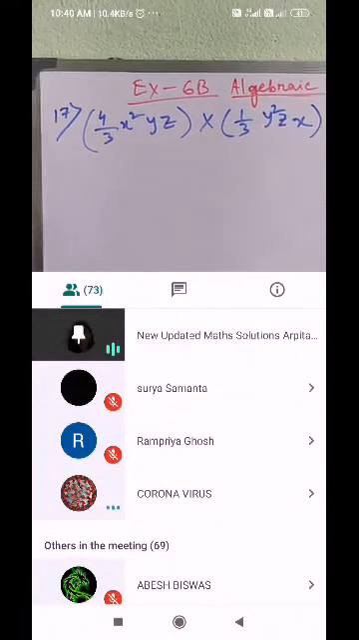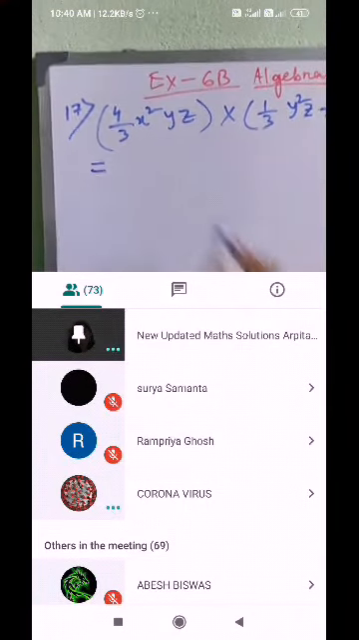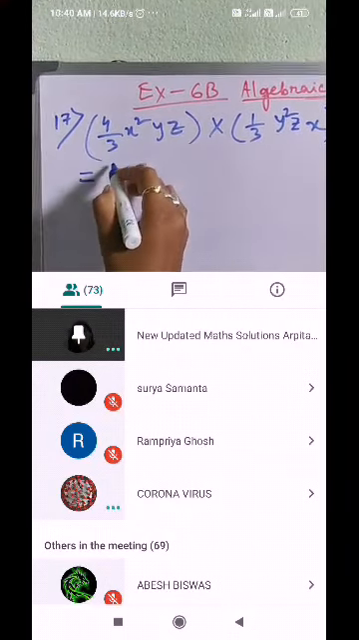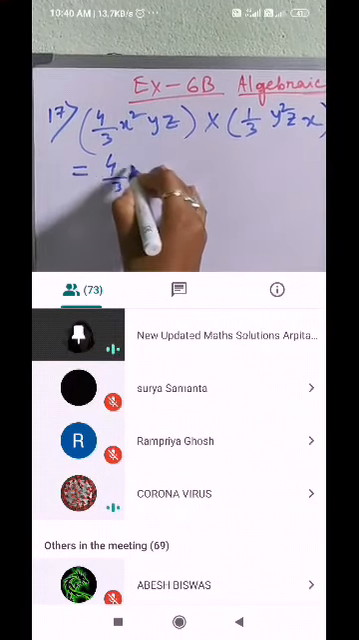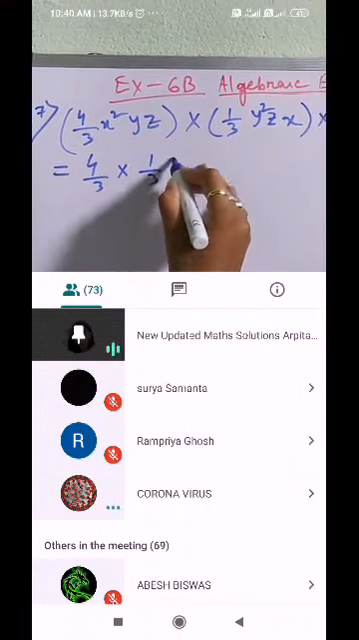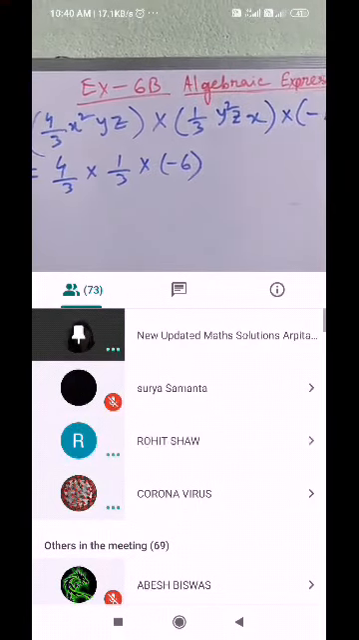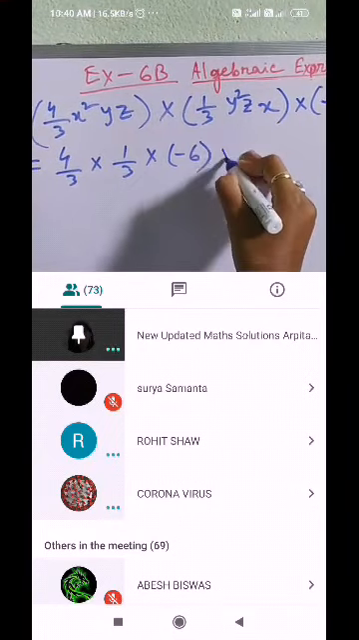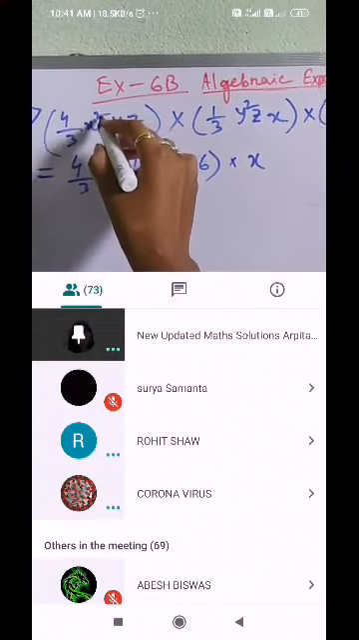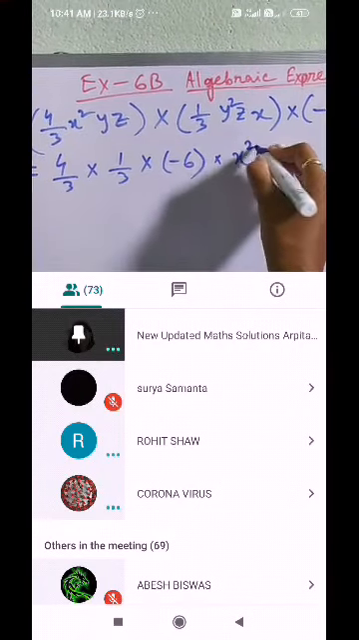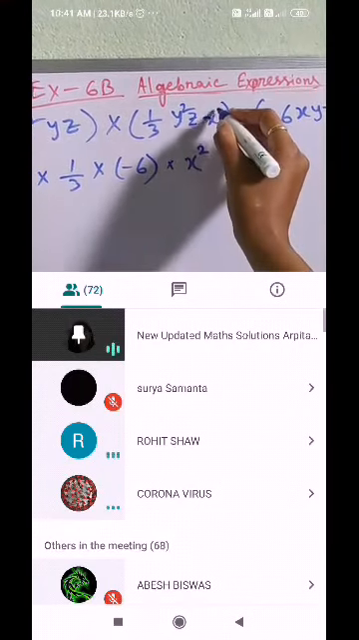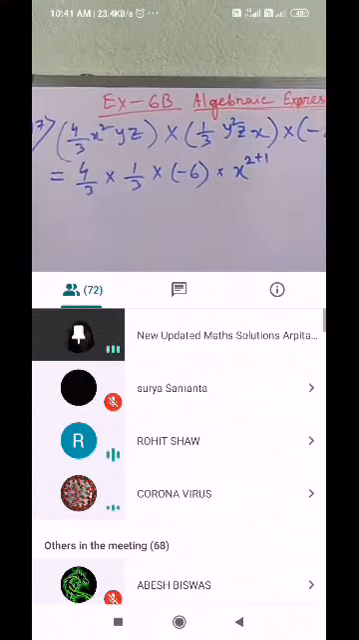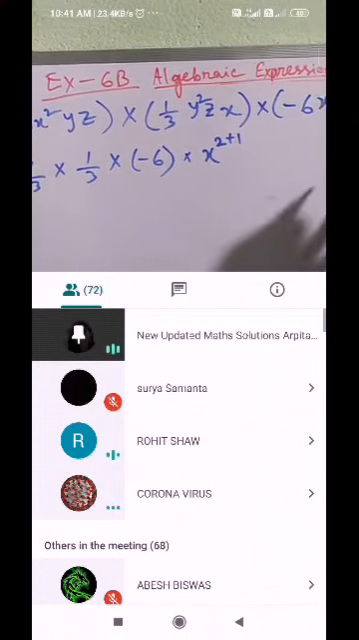Okay, this is exercise 6b, sum 17. First, the numerical term we have to write: 4 by 3 into 1 by 3 into minus 6. Next, here is x square. The power of x is 2 here. That means 2. In the second term, the power of x is 1, plus 1. In exponents, we learned that when multiplication is there, there is this one formula.